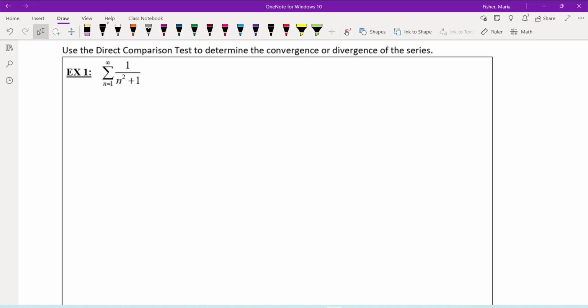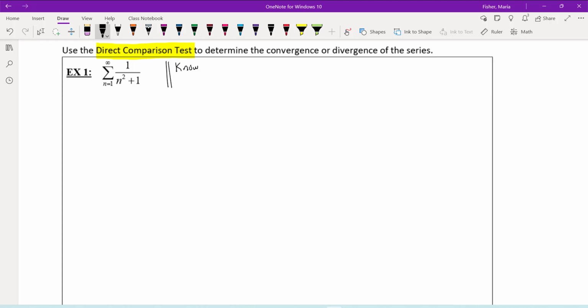Let's use the direct comparison test to determine the convergence or divergence of the series. Example 1 is a sum from n equal 1 to infinity of 1 over n squared plus 1. If we're using that direct comparison test, first we need to figure out what to compare it to. We will usually compare it to one of our known series. Well, what are our known series?